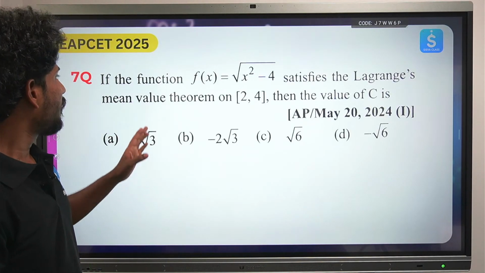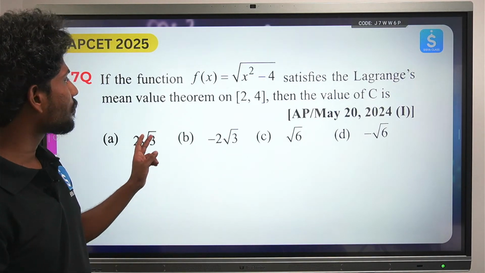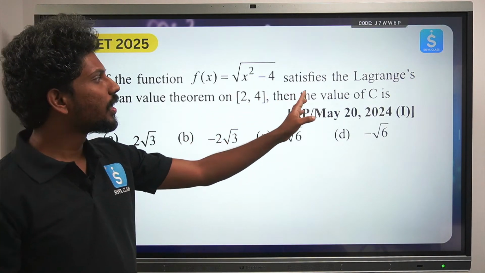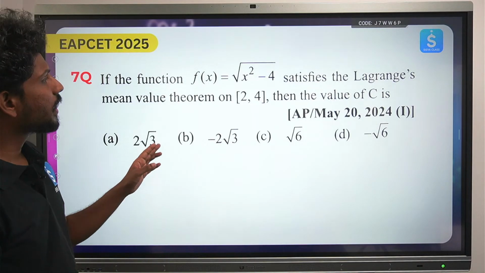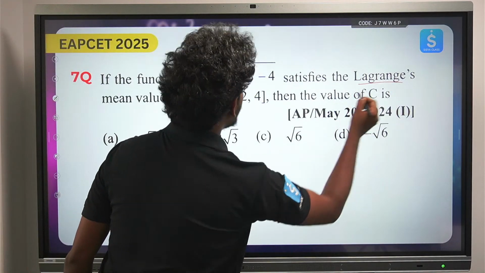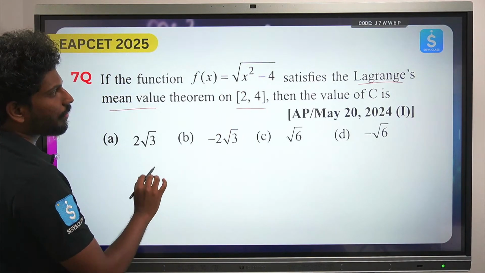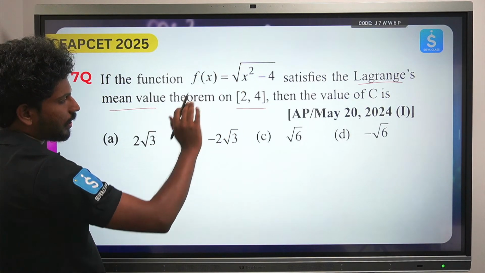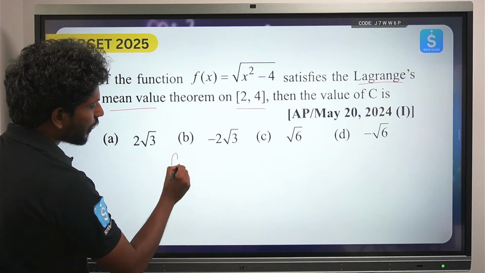Next, if the function f of x equals under root x minus 4 satisfies the Lagrange mean value theorem in 2, 4, then the value of c is, okay. Here clearly he is using the Lagrange mean value theorem. So definitely this function is continuous and differentiable, everything works for it because it is finite. Now let's try to apply the Lagrange mean value theorem.